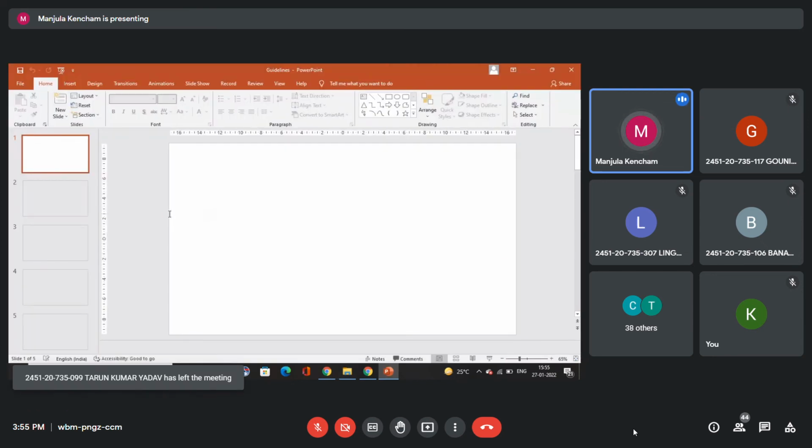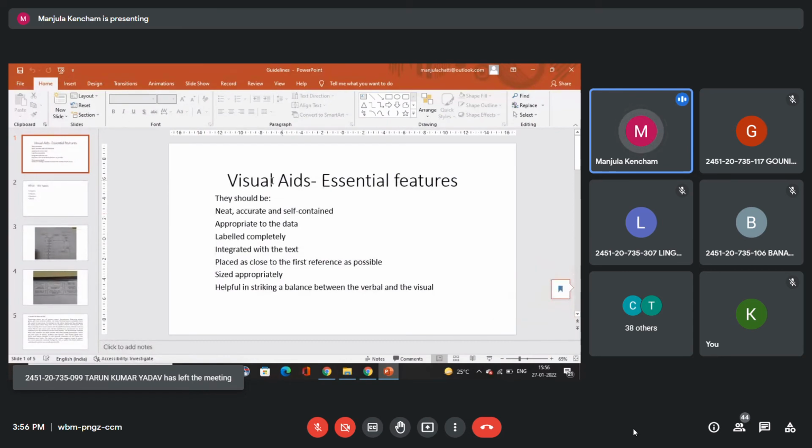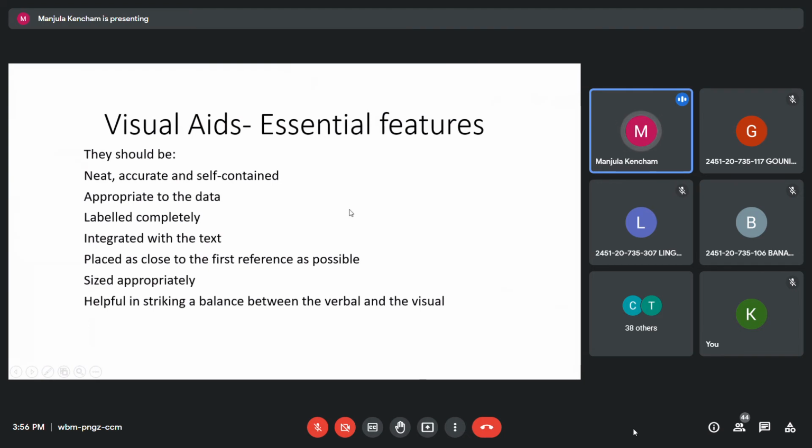They are very important, in fact. These are very few in number to start with. Visual aids, the essential features. Whenever you propose to use a particular visual aid in your presentation, you should know the purpose of that visual aid. Why are you choosing one form of the visual aid over the other form? Why do you prefer only this visual aid?